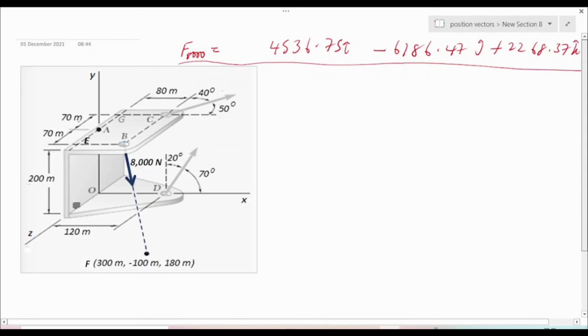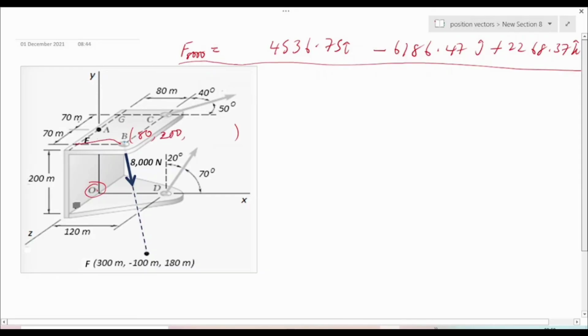Let's not forget the way we got our force in component form. Another simpler way is to quickly get the position of this force at point B. If you're moving from the origin, which is O, to point B, what will be the values? In the x-axis, one would have traveled from O to this point, which is 80. Then one would have traveled in the y-axis from down to up, which is 200.